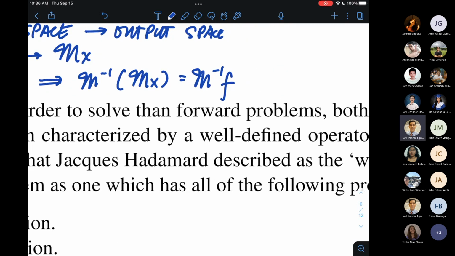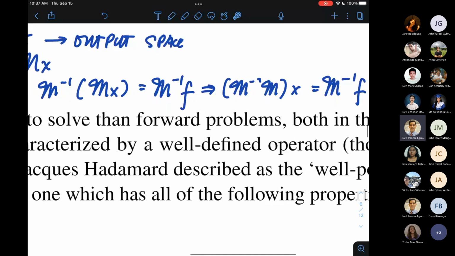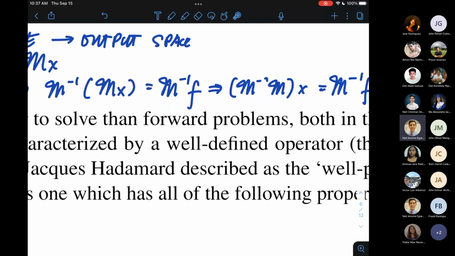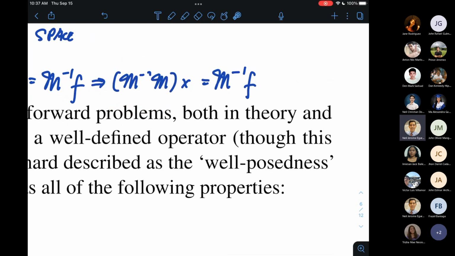Tapos sa property ng composition ng functions, siya ay associative. So yung left-hand side, pwede kong isulat na M inverse (Mx) equals M inverse f, right? So iniba ko lang yung grouping. Imbes na i-group ko si M at saka si x, ginroup ko muna si M inverse at saka si M, right? Now, M inverse and M, dahil sila inverses ng isa't isa, they will just reduce to the identity.